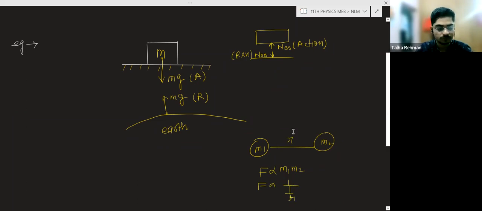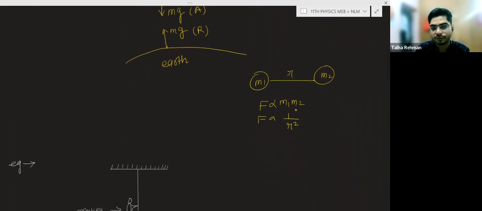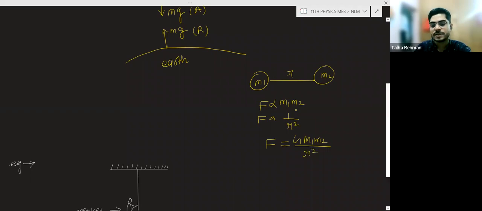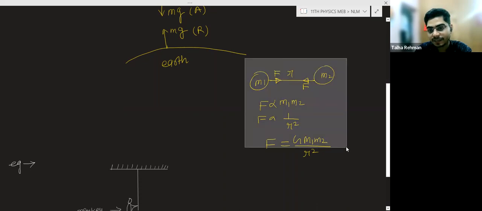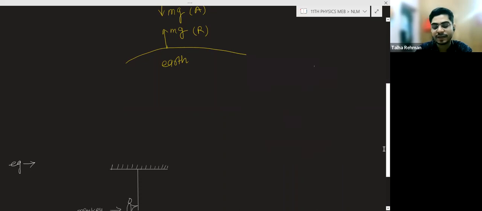All these things, Newton's law of gravitation, we will study in gravitation. The force is given by G m1 m2 divided by r square. This force is on this mass in this direction, and on this mass this force will be in this direction, because this gravitational force is attractive in nature.